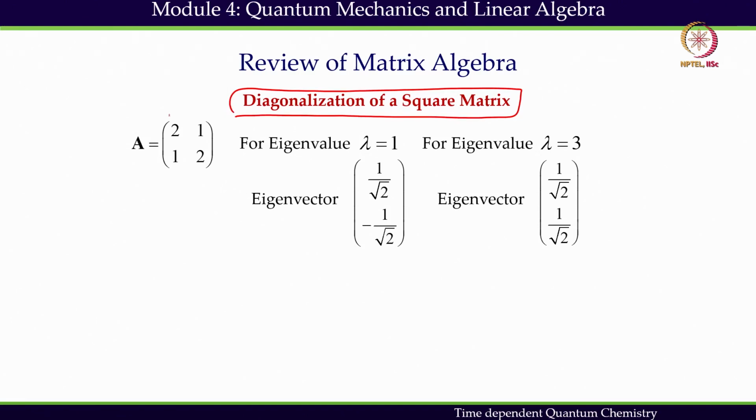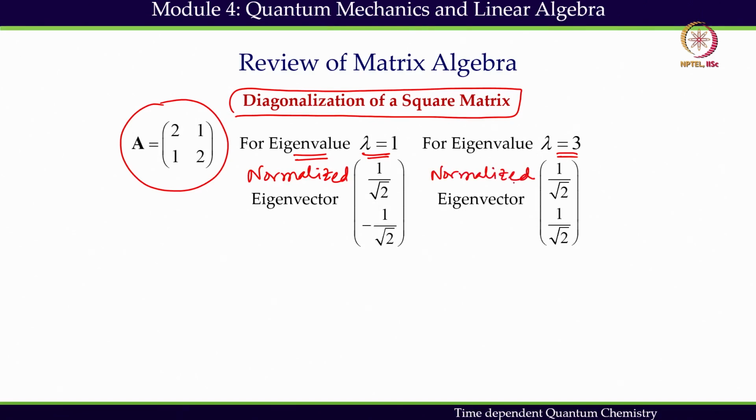We have seen that if I take this matrix, this is just an example. We are illustrating this example so that we can understand it. For this matrix, we have seen that the eigenvalues are 1 and 3 and the corresponding normalized eigenvectors are like this. We will stop here and we will continue the discussion of diagonalizing a square matrix in the next session.